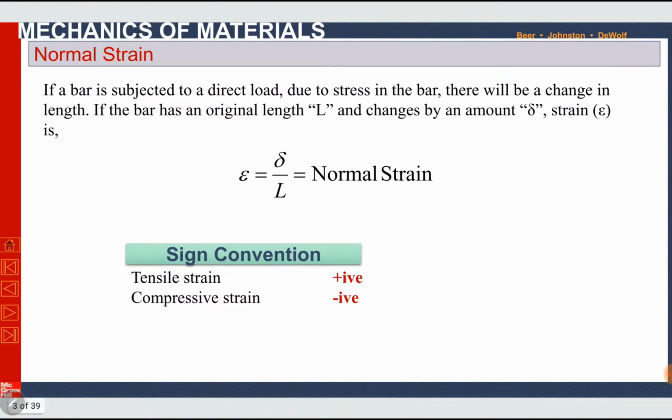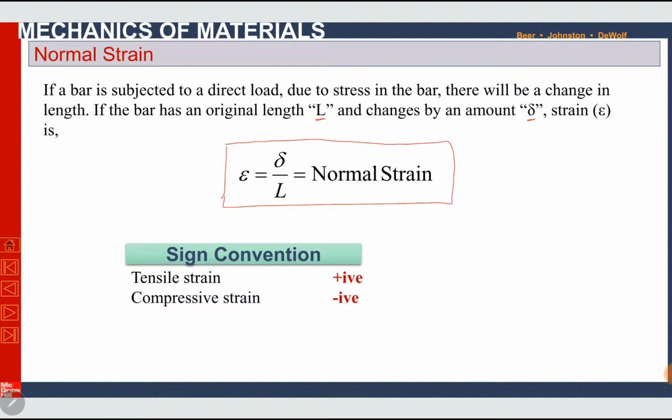What is normal strain? Normal strain is a result of normal stress. It is actually change in length, either extension or compression. If we denote change in length with delta and the original length with L, the ratio of change in length per unit original length is normal strain.